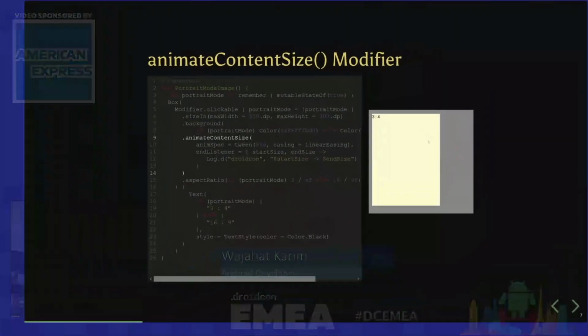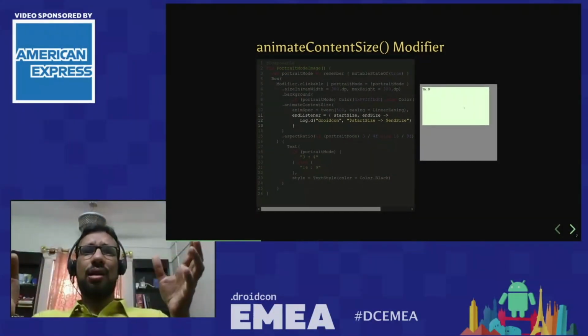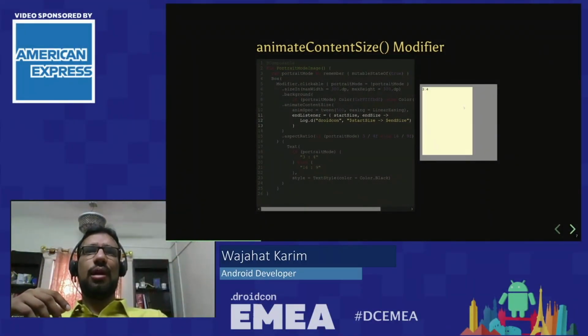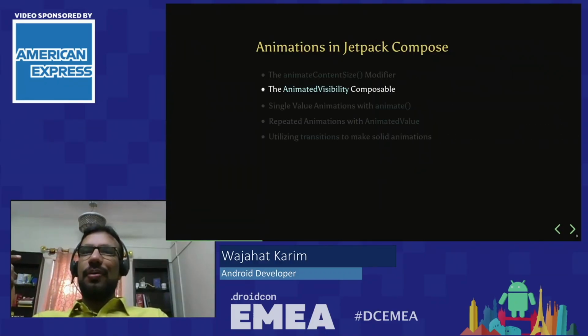It comes with some customization, like you can actually define the animation durations or easing, like this is linear, you can bounce, you can fast out slow in, something like that. Also, you can get a listener which will tell you what the initial size was and what the current size is. So you can play around with it, like if you want to make sure that something is changing as you expected. This is the listener which will probably help you in that scenario. So that was animateContentSize.